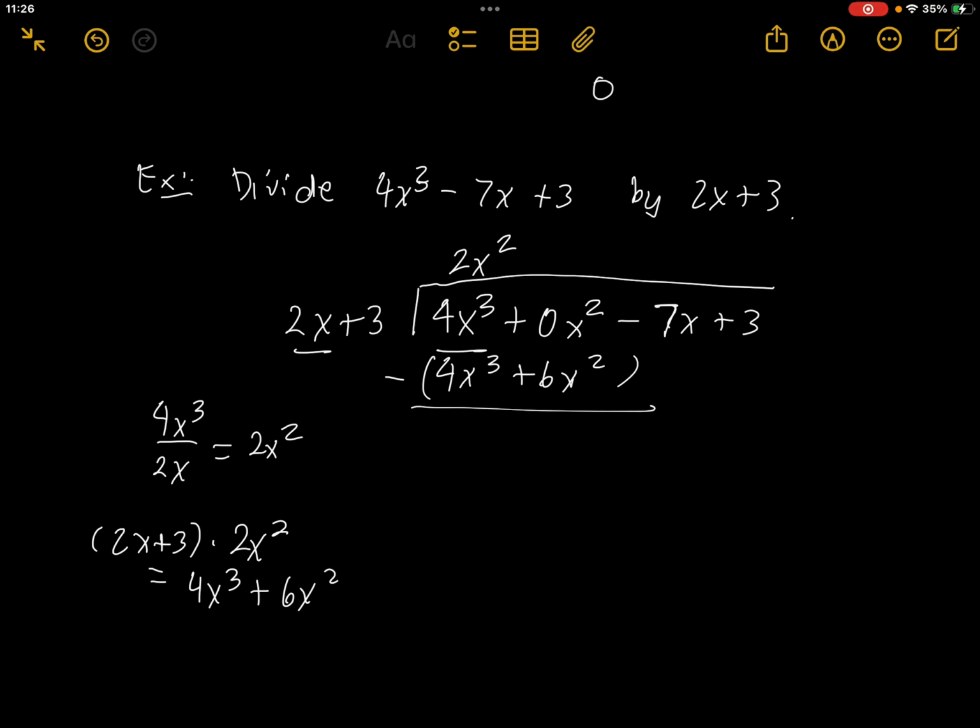And now you see the benefit of having the 0x squared on the top. So that way, you don't have a minus 7x and then a 6x squared. So we have the x squareds lined up. So what we end up getting is negative 6x squared and then minus 7x plus 3. That's what we get when we subtract.